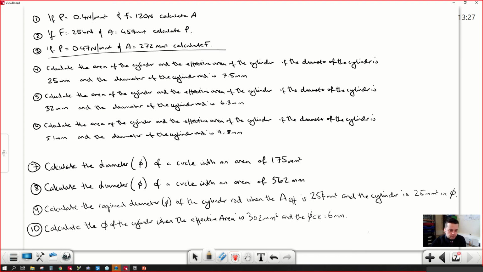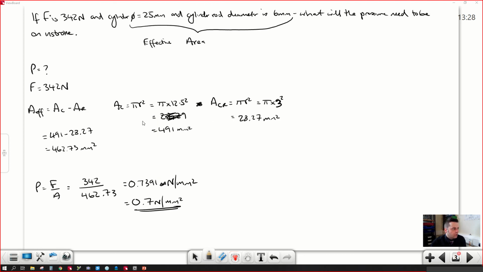So let's stick in another quick example then. I don't understand why sometimes this doesn't work. Oh, for goodness sake. Yeah, so what I'm going to do is give you an example where you maybe have to work out the diameter of the cylinder from this kind of stuff, right?